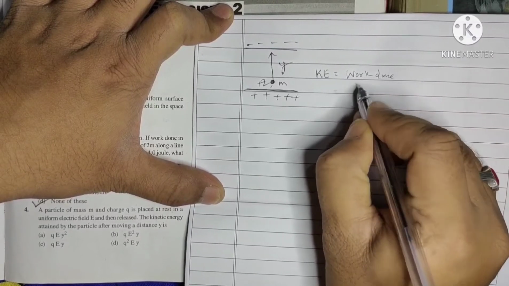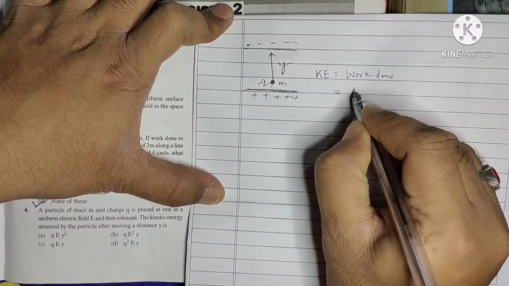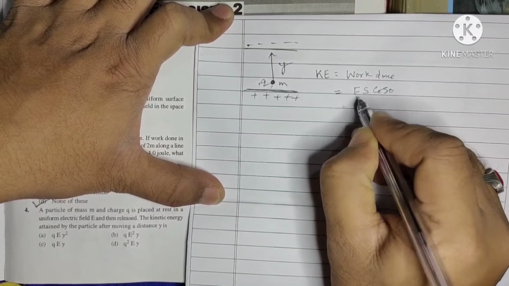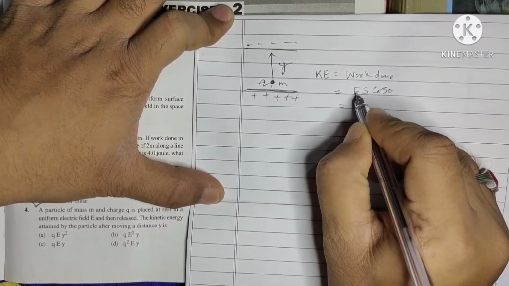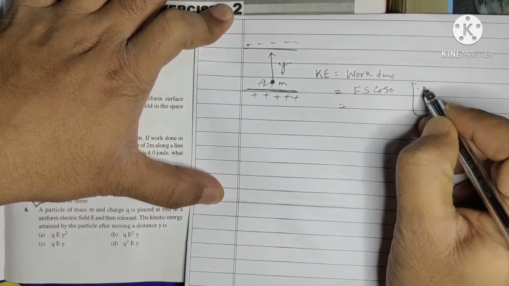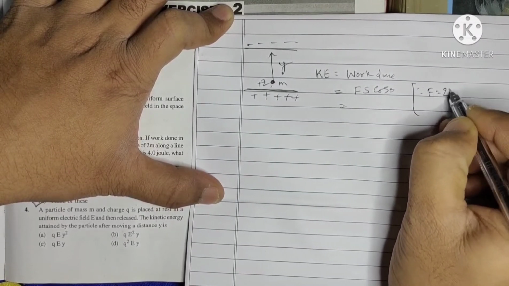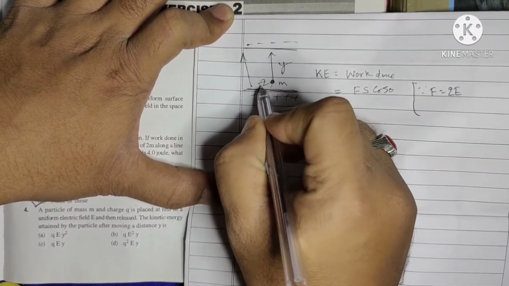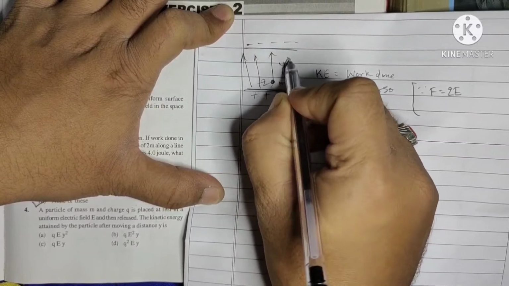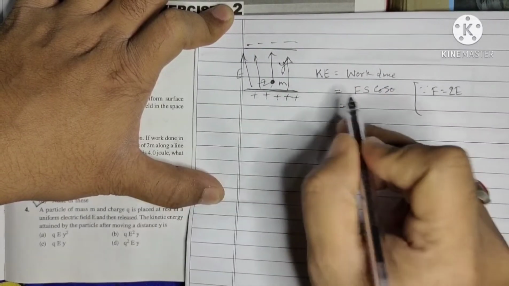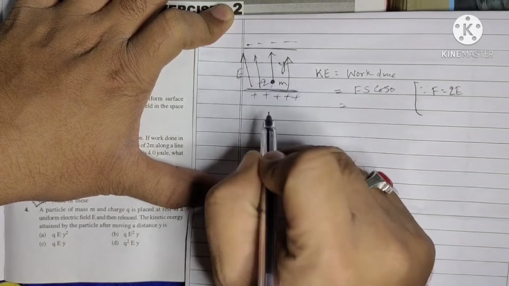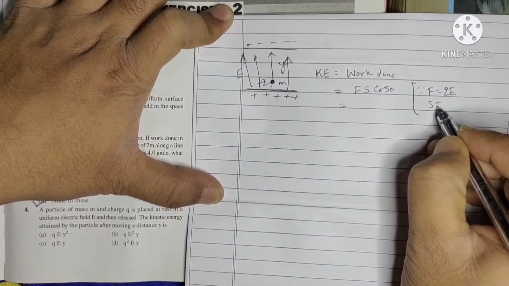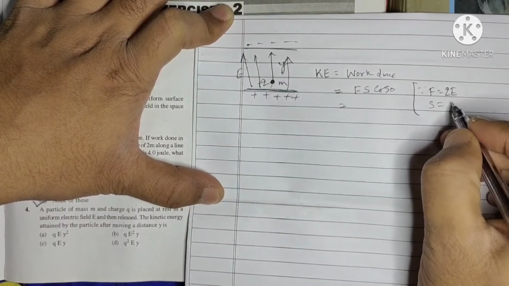So what is work done? Work is force into displacement into cos theta, that is Fs cos theta. Since we know that here F is nothing but Q into E, Q is the charge and E is the electric field. It is in upward direction. The electric field E is there. According to the problem he has given that the electric field is in upward direction. Therefore F is equal to QE. And here S is nothing but displacement. He has told that y displacement is done.